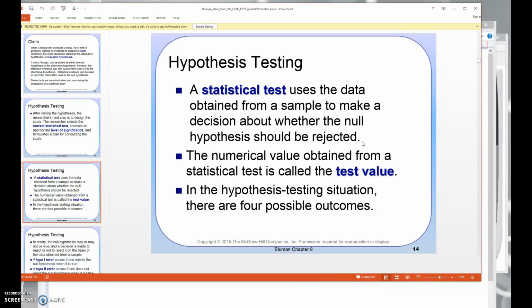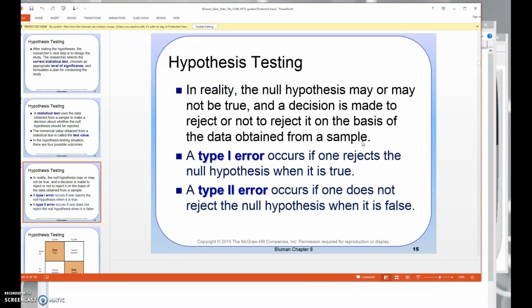In the hypothesis testing situation, there are 4 possible outcomes. In reality, the null hypothesis may or may not be true, and the decision may be to reject or not reject on the basis of the data obtained from a sample. There are 2 different types of errors that can occur from this. Type 1 error occurs if one rejects the null hypothesis when it is true. Type 2 error occurs when one does not reject the null hypothesis when it is false.